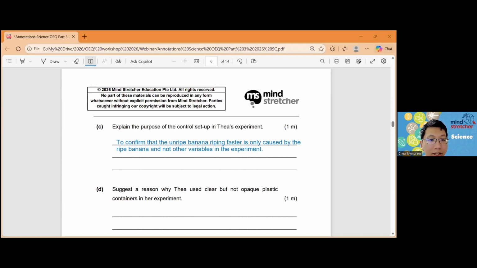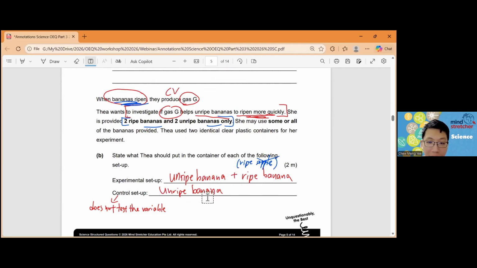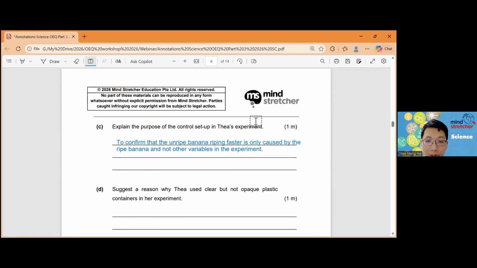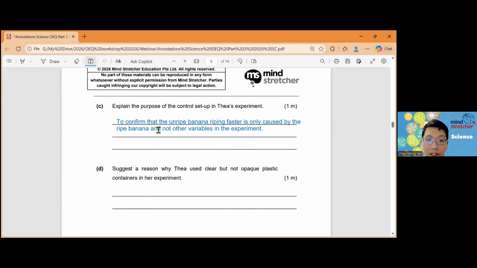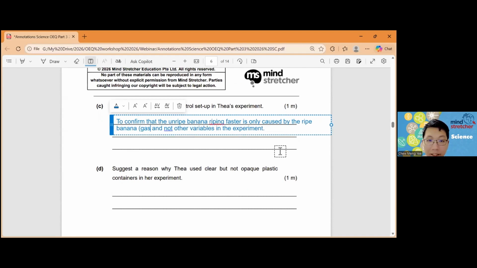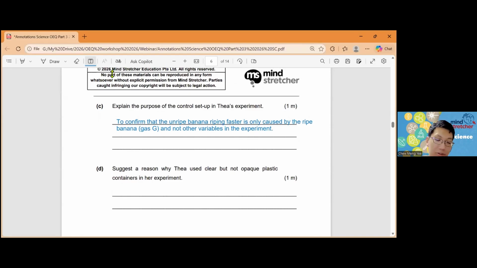Okay, some of you are saying that instead of ripe banana, you say gas G. I think that's fine. Gas G also can. Because essentially the gas G comes from the ripe banana. So I'm just using the setup directly. The difference between the two setups is the presence of the ripe banana, which essentially produces gas G. So if in your control setup you write, to confirm that the unripe banana ripening faster is only caused by gas G, I think that's okay. Because that's also the one that is different between the two setups.